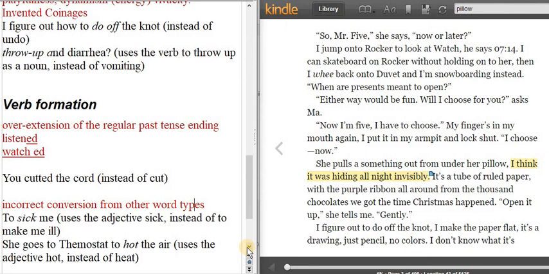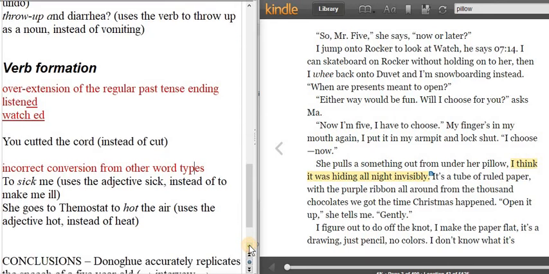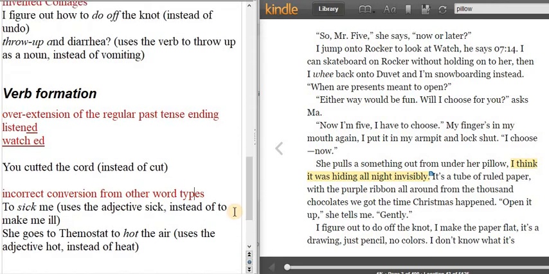Similar example: Ma goes to thermostat to hot the air. So we've got the adjective hot. But in standard English, we need to change the form of hot to heat to turn it into a verb. Some verbs you do need to do that, some you don't need to do that in English. This happens to be one you do need to change, and Jack gets that wrong, but it's still meaningful and successfully communicative.